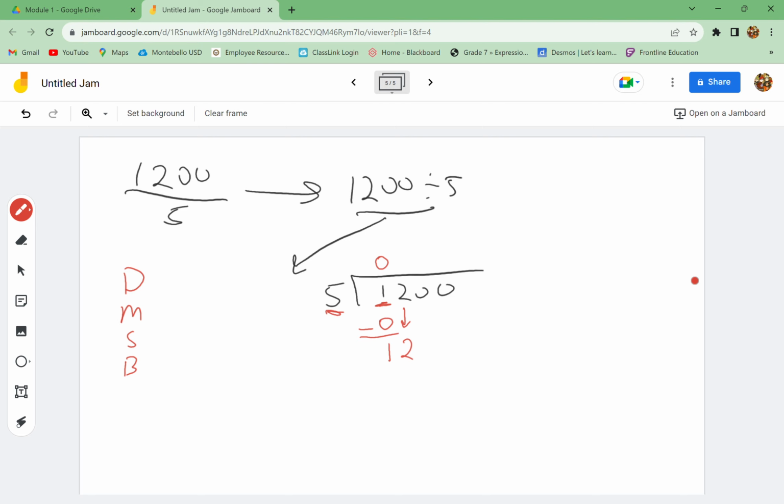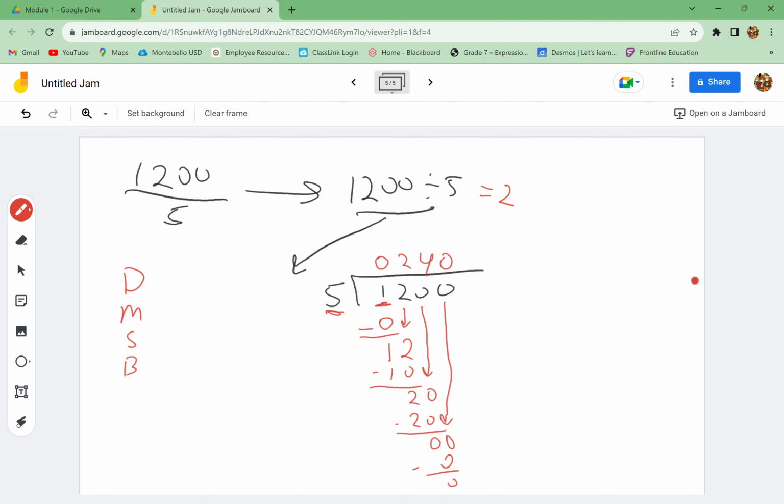Divide, 5 goes into 12 twice with 2 left over. 2 times 5 gives us 10. Then I subtract, I get a 2, then I bring down the 0. Then I start over. Divide, 5 goes into 20 4 times. 4 times 5 is 20. Then I subtract, I get a 0, then I bring down the other 0. 5 goes into 0 0 times. 0 times 5 is 0. And I have nothing to bring down, my remainder is 0. So my answer is 240.